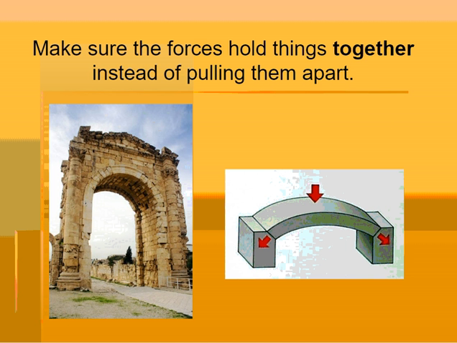Second one, make sure the forces hold things together instead of pulling them apart. So this ancient arch, these are the keystones in the middle, and you can see how the forces act on the structure. So the weight of the rocks above pushing down, and then the arch spreading that out down to the columns. And as you can see, it's quite a strong structure to be that old and to be still withstanding that force.